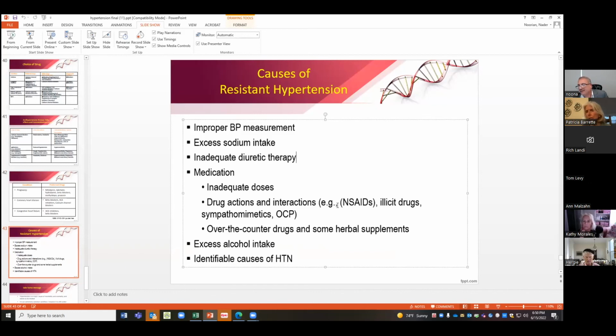NSAIDs are anti-inflammatories, and anti-inflammatories actually raise your blood pressure. The Celebrex, the meloxicam, the Advil, the Aleve, the ibuprofens, anything that you're taking as an anti-inflammatory also increases the blood pressure. Birth control pills, hormone therapy, testosterone therapy, any one of those can also do that. There are a lot of over-the-counter medications that have a stimulant effect in the body. So those need to be addressed, as they can also cause problems with the blood pressure. Excess alcohol intake, again, more than 2 glasses of wine or hard liquor or 2 beers per day can increase the blood pressure.